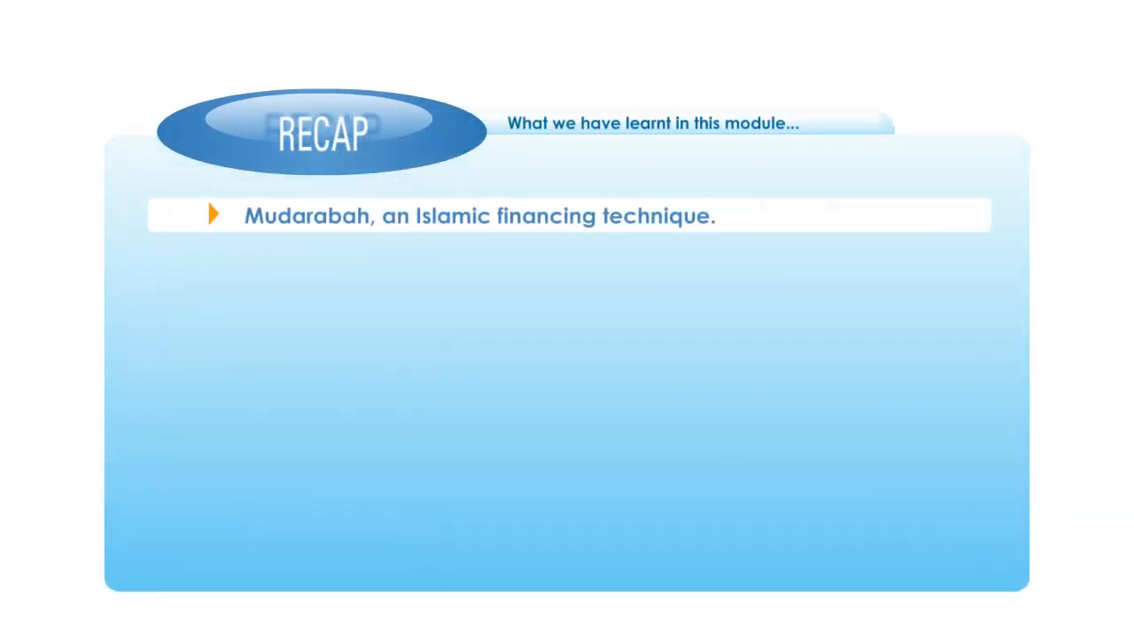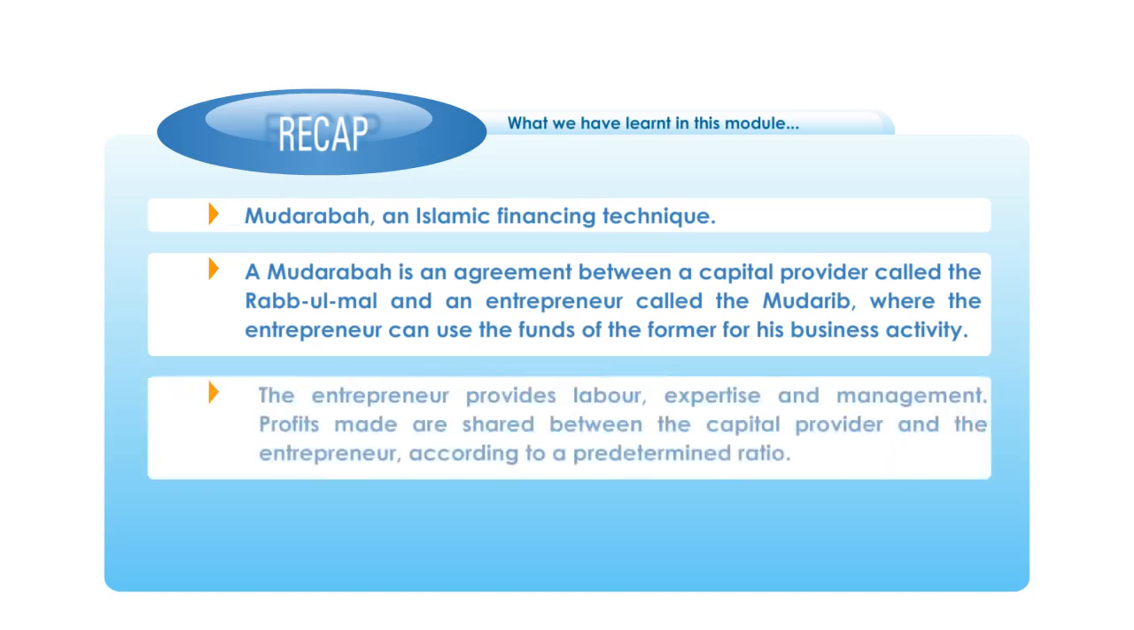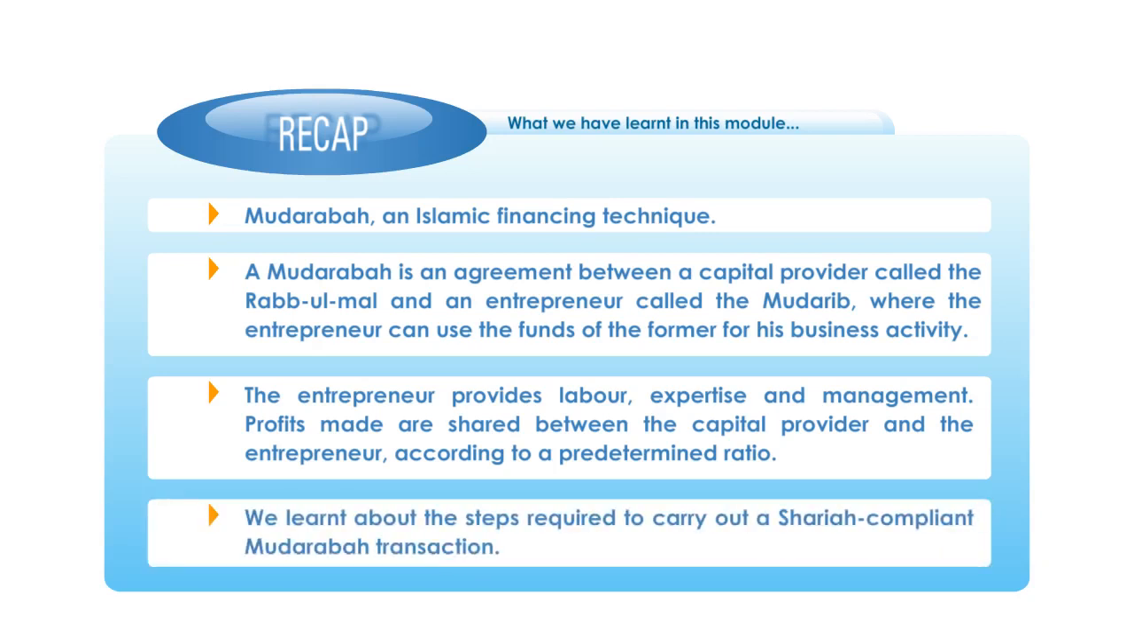Mudaraba, an Islamic financing technique. A Mudaraba is an agreement between a capital provider called the Rabul Mal and the entrepreneur called the Mudarib, where the entrepreneur can use the funds of the former for his business activity. The entrepreneur provides labor, expertise, and management. Profits made are shared between the capital provider and the entrepreneur according to a predetermined ratio. We learnt about the steps required to carry out a Sharia-compliant Mudaraba transaction.